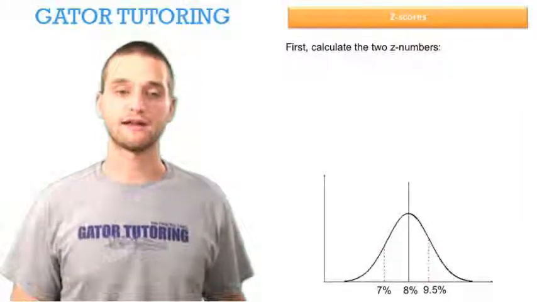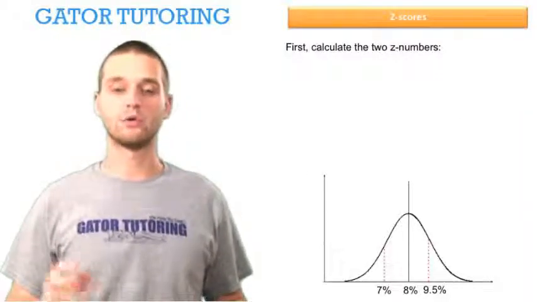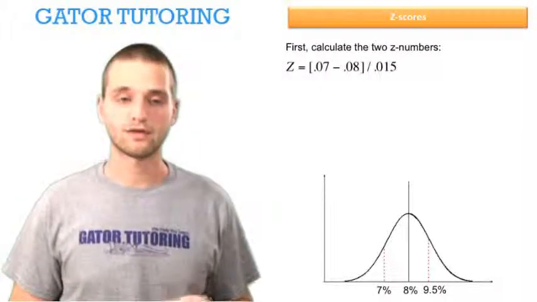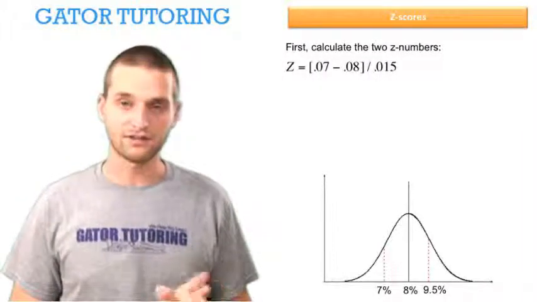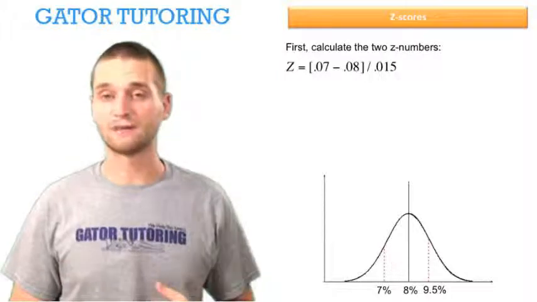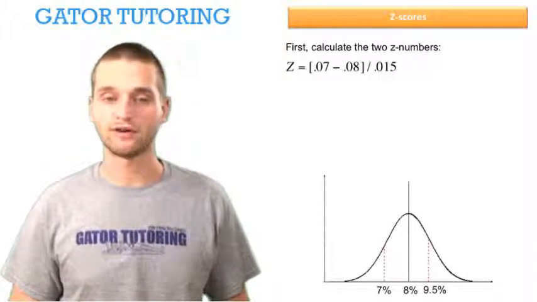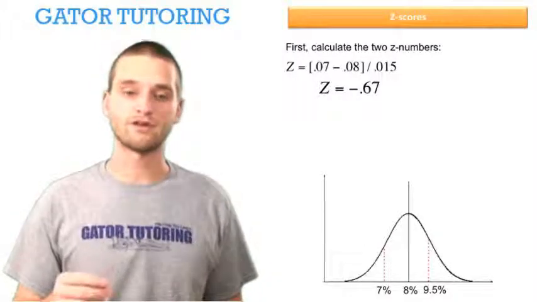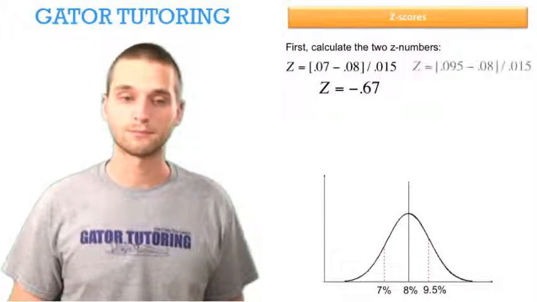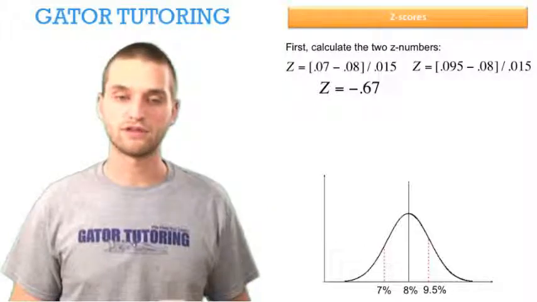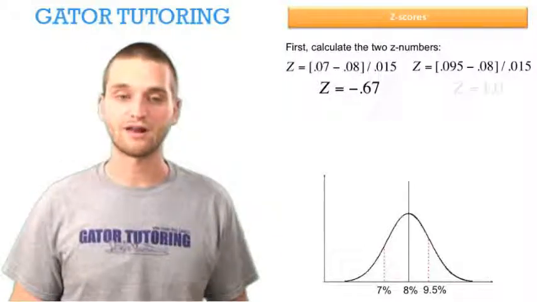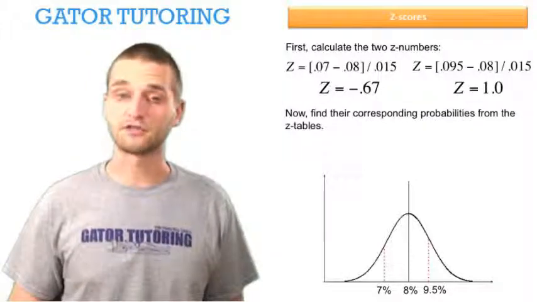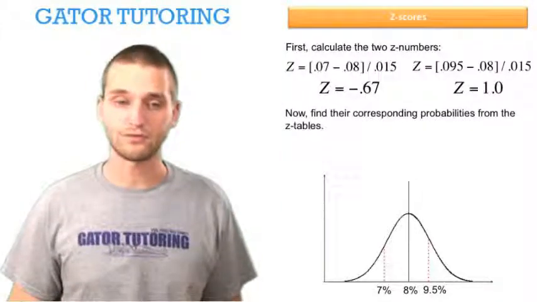First, we need to calculate both z numbers that correspond with the 7% and the 9.5%. So here's the formula again. It's the 7% minus the expected rate of 8% divided by the standard deviation of 0.015. We see that the z number that goes with the rate of 7% is negative 0.67. We do the same thing and we find the z number for the 9.5% and we see that it's 1.0. So now we need to find their corresponding probabilities from the z-tables.